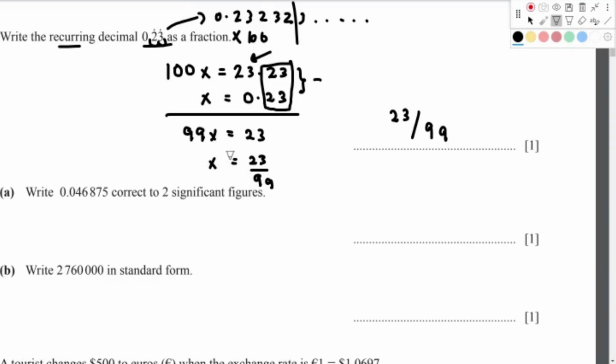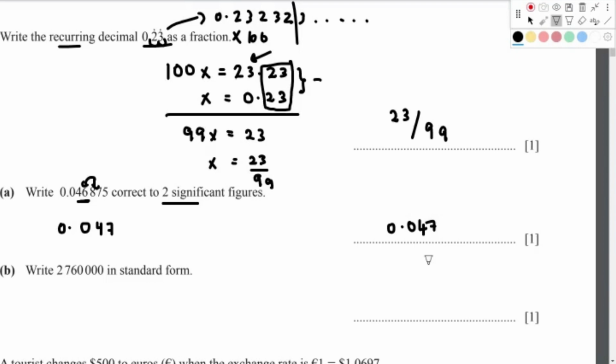Okay. Now, two significant figures would be, because we have decimals in front, with zeros in the front, the two significant figures will start from here, these two, right? So your answer should be 0.047. Why is it 7? Because this is 8. So we just have to increase this by one. So that's your answer here.